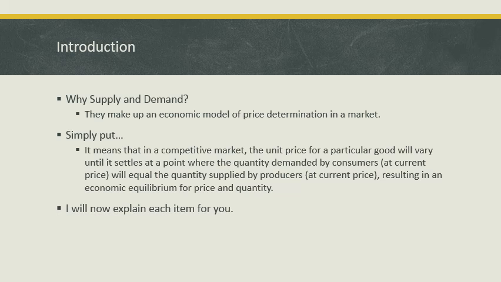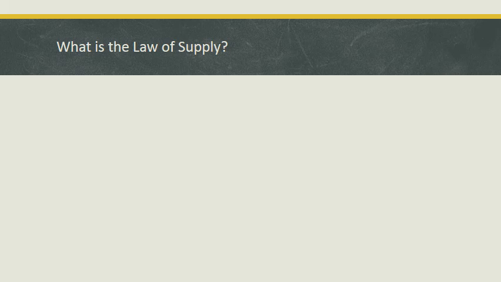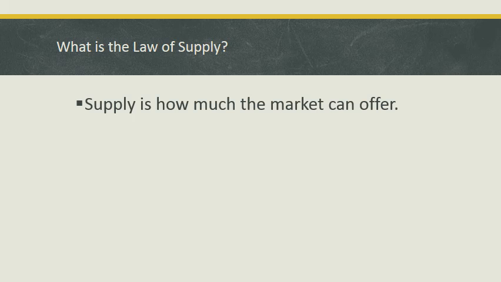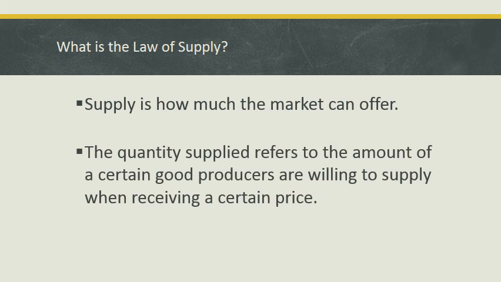I will now explain each item for you. What is the law of supply? Supply is how much the market can offer. The quantity supplied refers to the amount of a certain good producers are willing to supply when receiving a certain price.